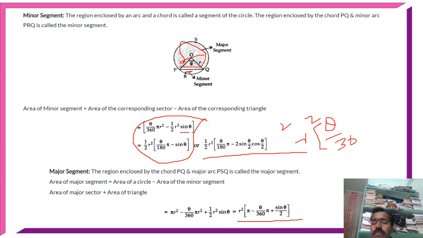minus sin theta by 2 cos theta by 2. 2 is factorized. Sin theta by 2 cos theta by 2. That is the simple method. This is discussed even in area related to circles formula also. In that chapter also we discussed. So these are the main formulas.